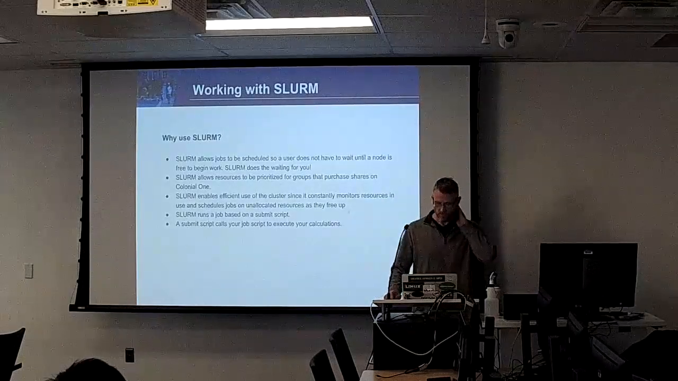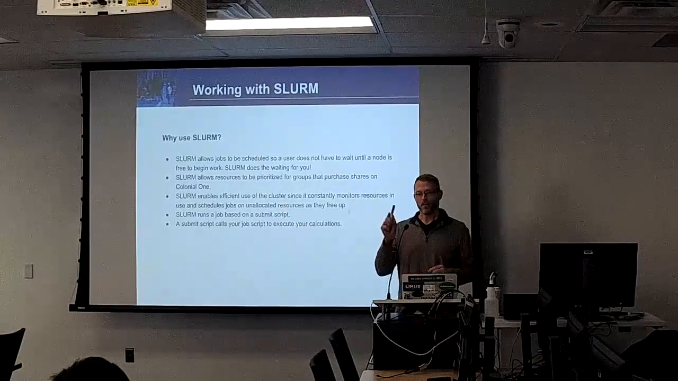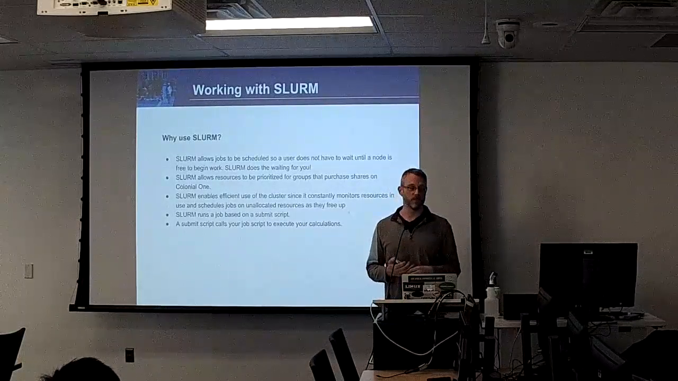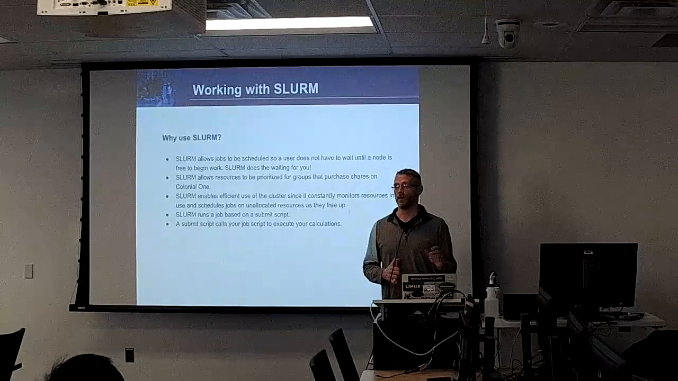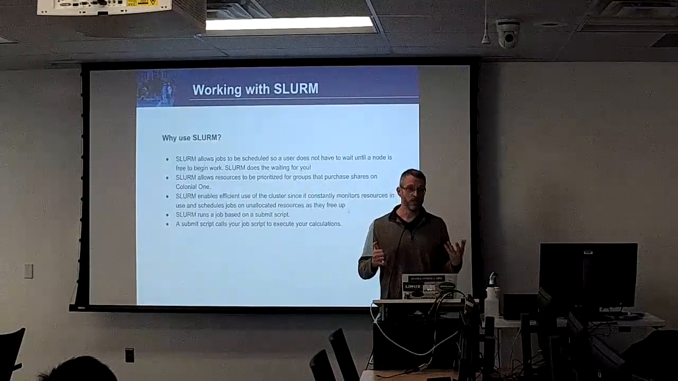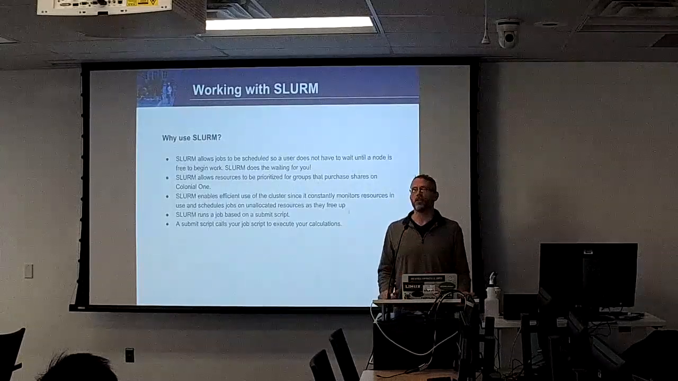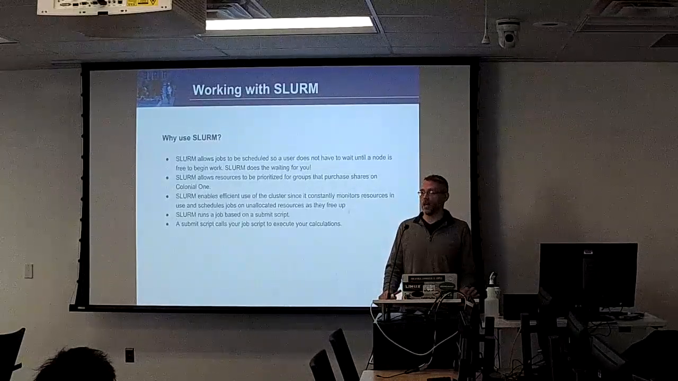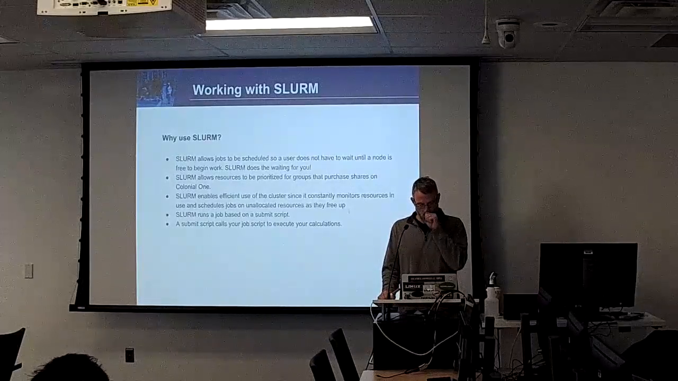for you. Slurm allows resources to be prioritized for groups that purchase shares on Colonial 1. There should be somewhat of an asterisk, I think, at the end of this line because we're no longer selling nodes on Colonial 1. We're filled up. So this number, the number of shares that you have that can modulate your priority on the queuing system, at this point is frozen. Slurm enables efficient use of the cluster since it constantly monitors resources in use and schedules jobs on unallocated nodes, as it should.